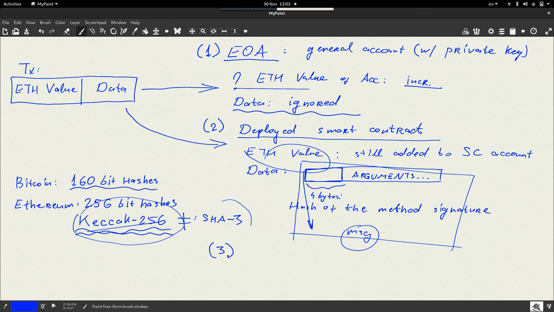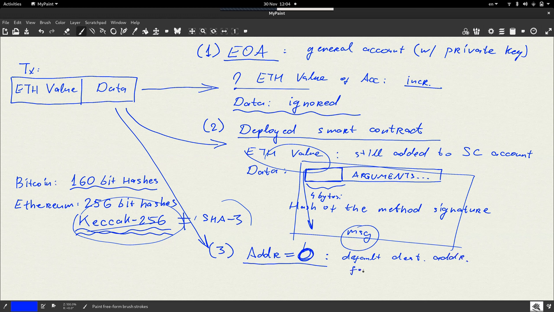The third possibility is when you send this to a special account with the address equal to 0. What do you think the zero address in Ethereum does? Like a null pointer. What is a zero address? There is some important piece of functionality which we did not consider yet. We said, okay, there are smart contracts deployed in the system. How do they get there? Address zero is precisely for smart contract deployment. It is the default destination address, a special one for smart contract deployment.